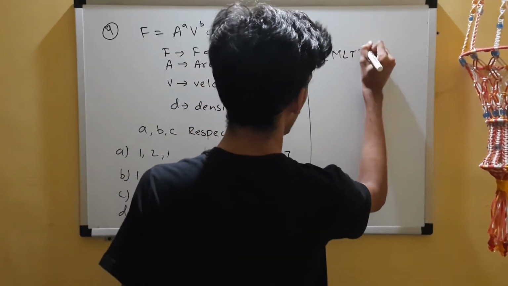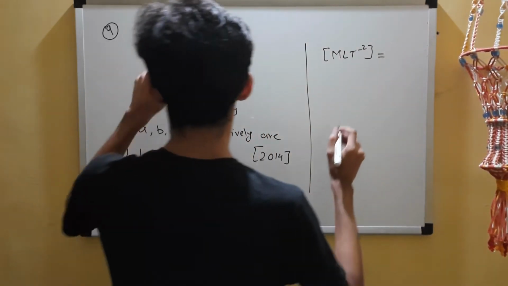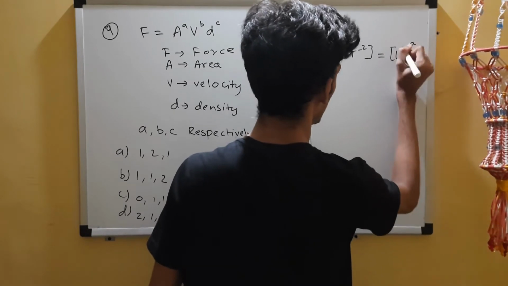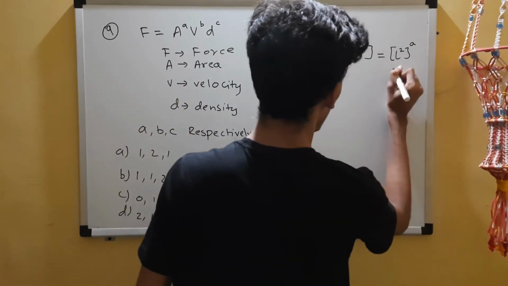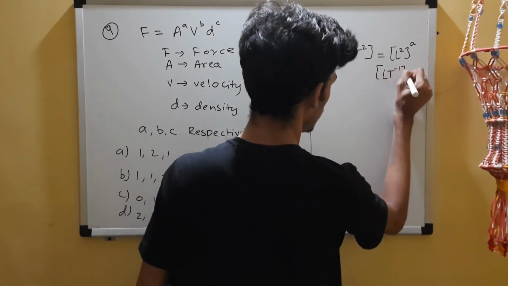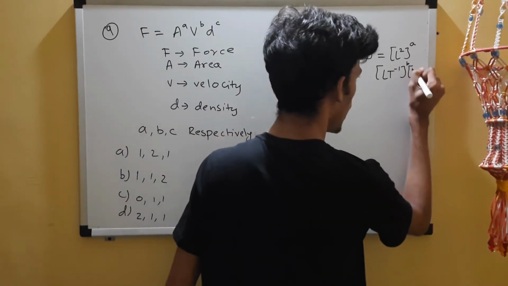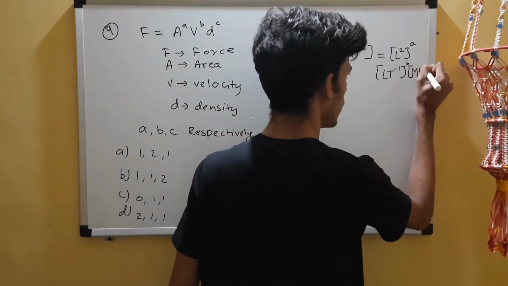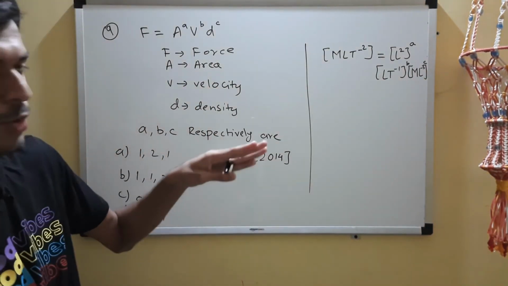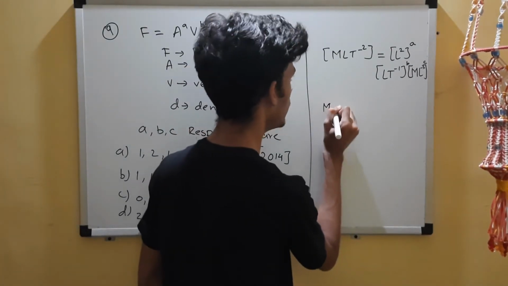Force has dimensions MLT to the power minus 2, mass into acceleration. Area is L squared, meter squared, and the whole is raised to a. Then we have velocity, meters per second, raised to b. Then density, mass by volume. Volume is L to the power 3, so bring it on top, minus 3. So you just have to compare this now.